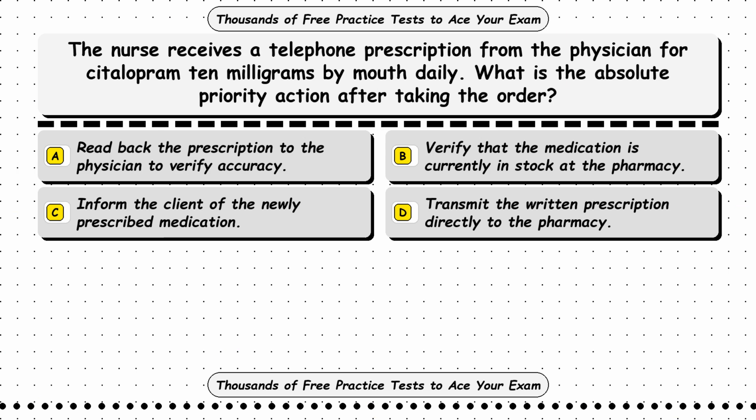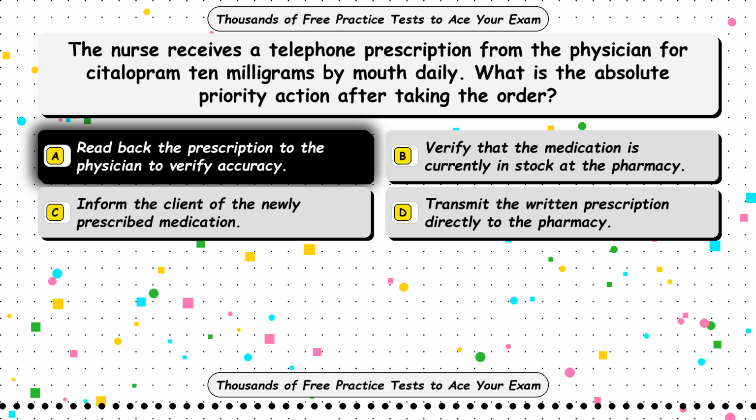Question 17. The nurse receives a telephone prescription from the physician for citalopram 10 mg by mouth daily. What is the absolute priority action after taking the order? Option A. Read back the prescription to the physician to verify accuracy. Option B. Verify that the medication is currently in stock at the pharmacy. Option C. Inform the client of the newly prescribed medication. Option D. Transmit the written prescription directly to the pharmacy.